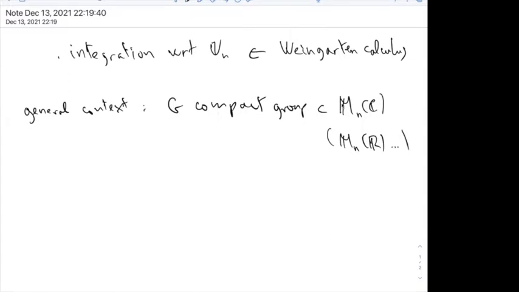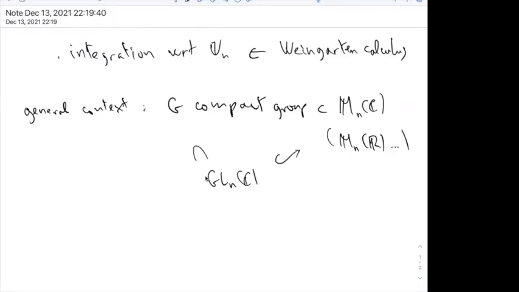What I mean here is that the multiplication of the group is the multiplication of the matrices. Namely, the group is actually a subgroup of GL_N(C), which is itself a vector space. There is some topology, and compact is with respect to this topology.